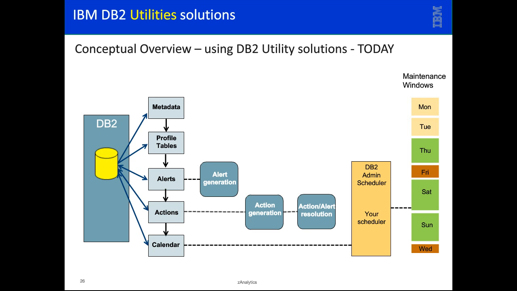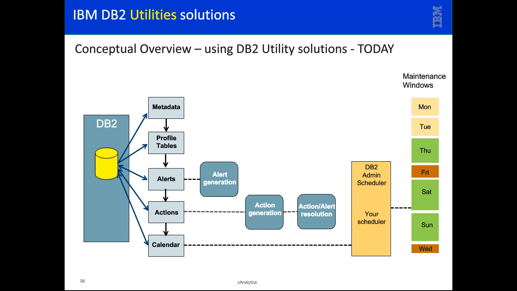If you look at the Autonomics director on the right, we will look at the maintenance window. We know how long a reorg will run. We know when it can run, so based on the window, we will go and look at the maintenance window and prescribe a window for you, and you can let us run either using the DB2 admin scheduler or your scheduler. Next slide.